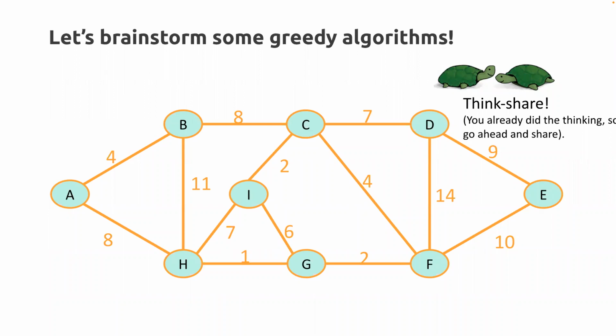Any other suggestions for a greedy algorithm? So he said, I'm going to start with a node, and then out of each node, I'm going to take the cheapest edge that connects me to stuff I'm not already connected to. Okay. What's another greedy algorithm, you think?